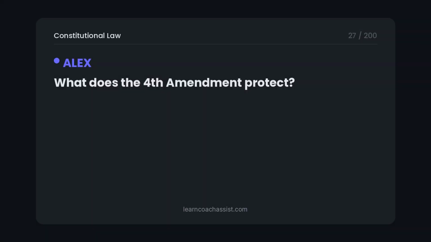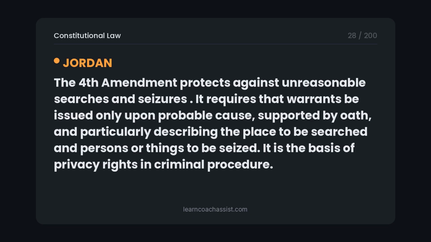What does the Fourth Amendment protect? The Fourth Amendment protects against unreasonable searches and seizures. It requires that warrants be issued only upon probable cause, supported by oath, and particularly describing the place to be searched and persons or things to be seized. It is the basis of privacy rights in criminal procedure.